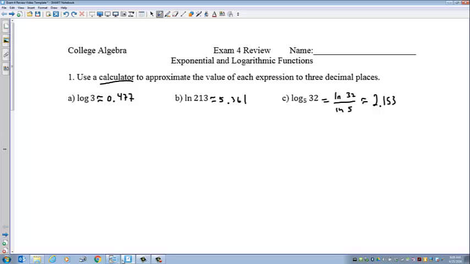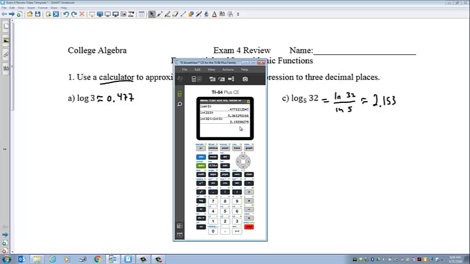So 2.153. Let's check it just to make sure. So that looks good. Another thing you can do, let's see if I can find this on here. There is actually a log base button. I've never done this before, but I saw it a few days ago. If you hit alpha y equals and you hit over, there is a log base button. So let's see if we can get that to work. I hit number 5. Oh, and it actually does it. Oh, that's nice. So you hit 5 and hit over and hit 32.